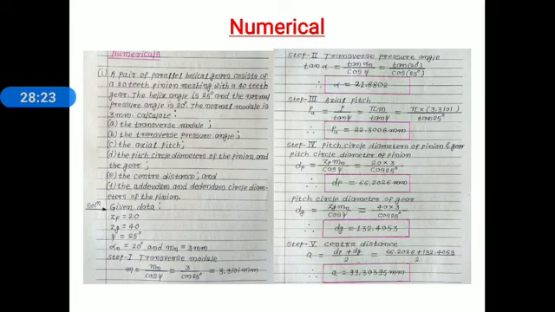Now first of all, read the problem carefully. After that, collect the given data. Now first of all we collect the given data.